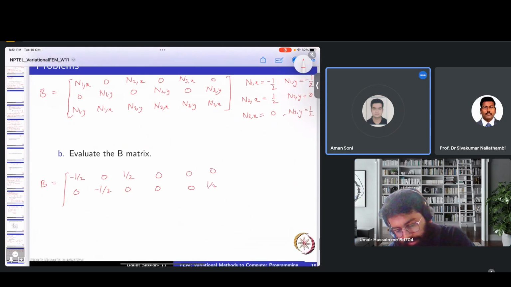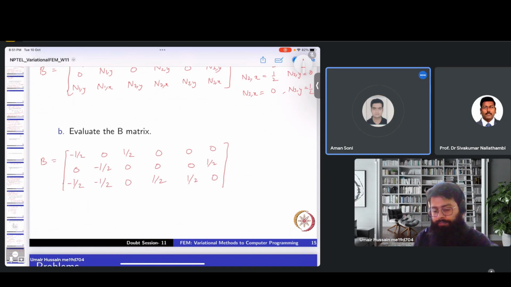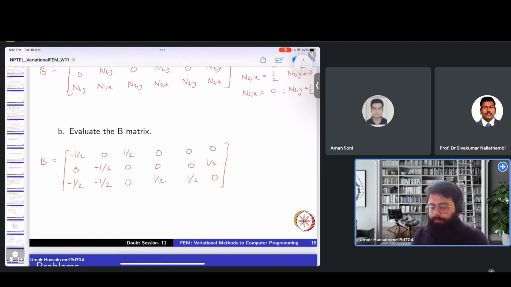Then we just switch the values and write down below minus half, minus half. Then we have 0, half, half, 0. So this should be our B matrix.